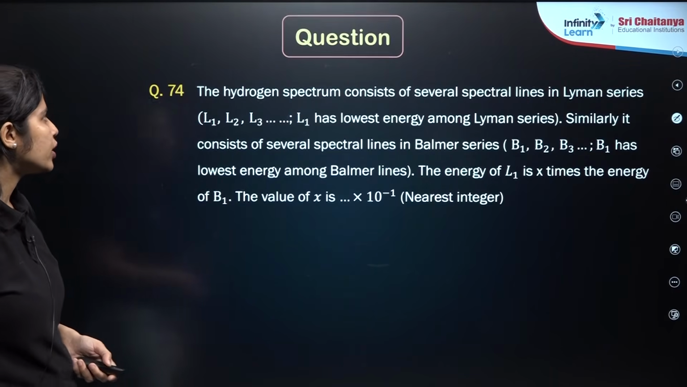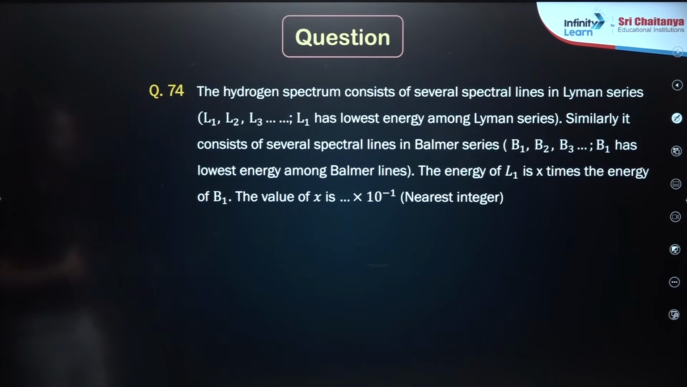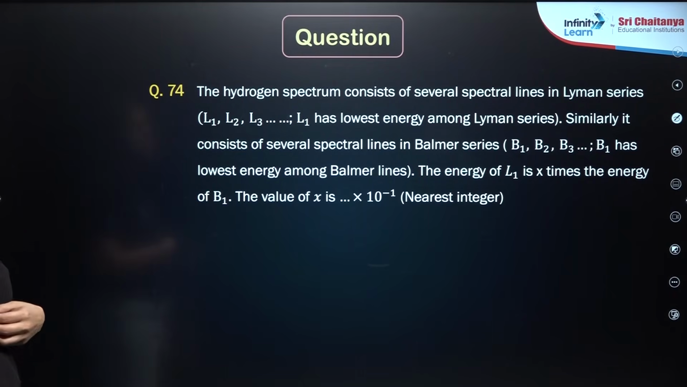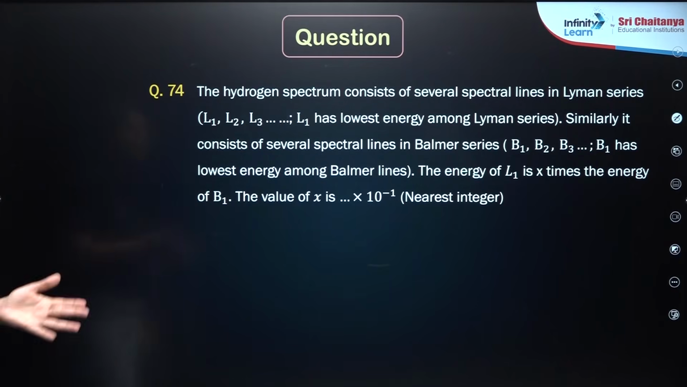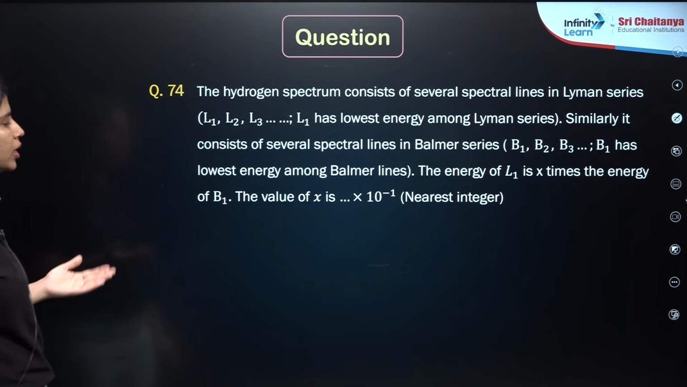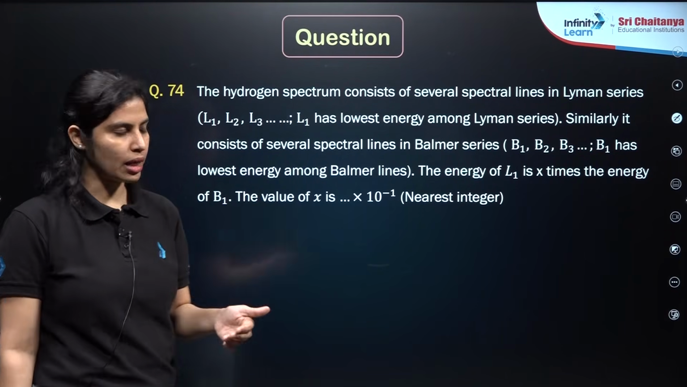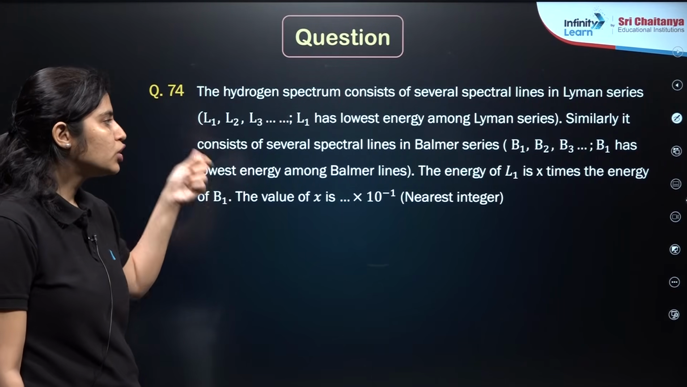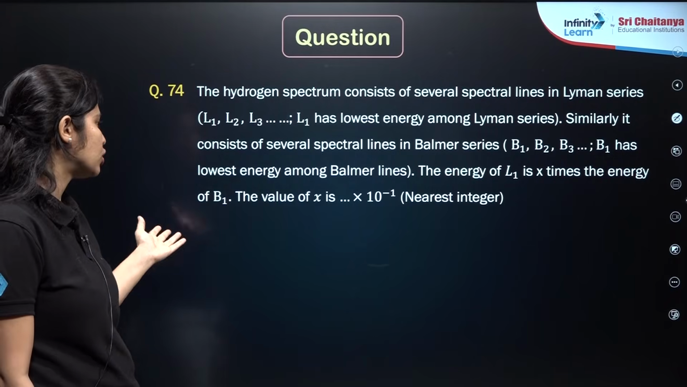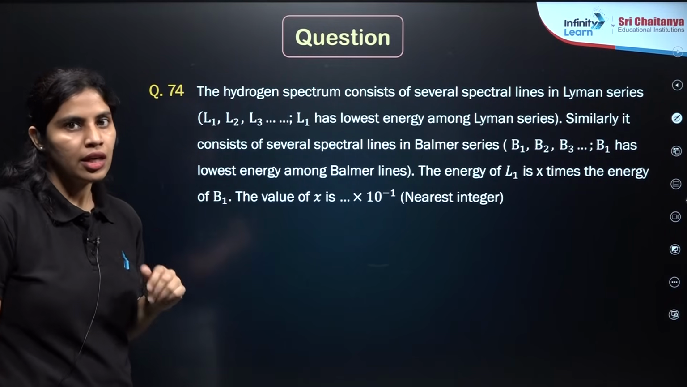Next is question number 74. Hydrogen spectrum consists of several spectral lines. L1, the line of the Lyman series, has the lowest energy among the Lyman series. Similarly, it consists of several spectral lines in the Balmer series, and B1 has the lowest energy among the Balmer series. The energy of L1 is X times the energy of B1. What is X? Easy question.